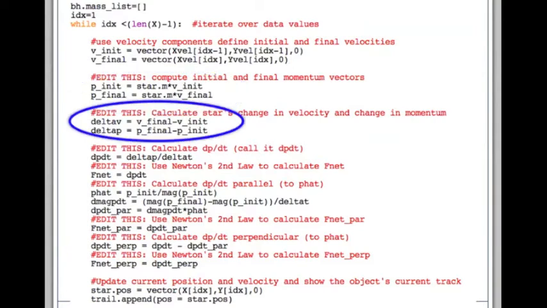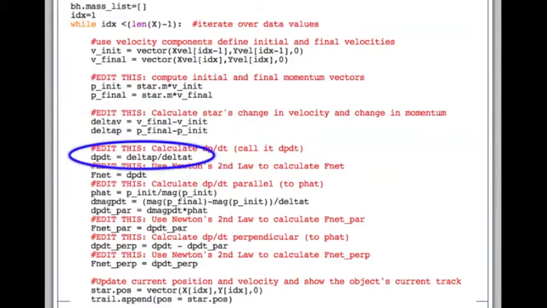We then look at the star's change in velocity and change in momentum. Change in velocity is found by final velocity minus initial velocity, and change in momentum is found by final momentum minus initial momentum. We are then able to determine the change in momentum over change in time, which is equal to delta p over delta t. This is then equal to F-net. This states that F-net is equal to the change in momentum over change in time. Since net force is a conceptual idea, this is how we are able to put a number to it.